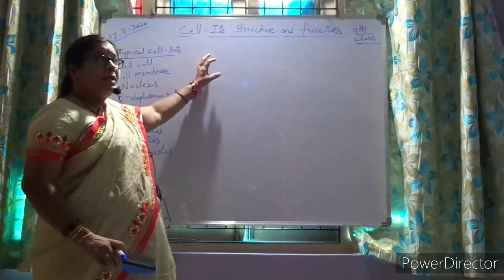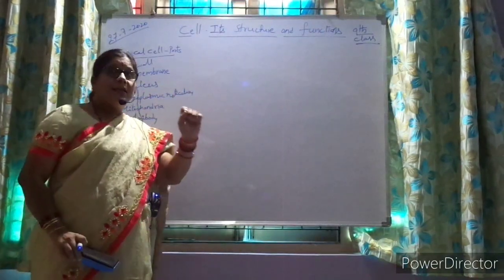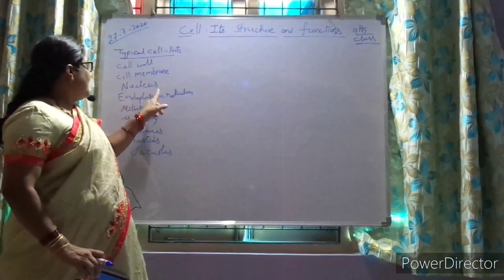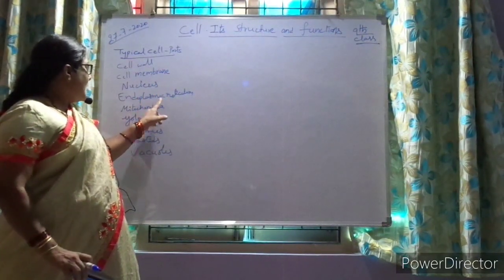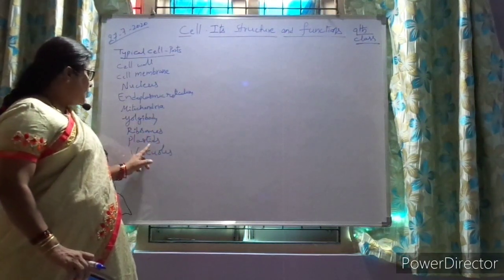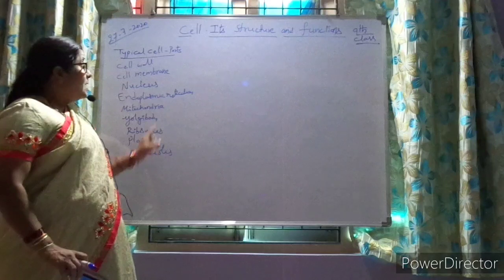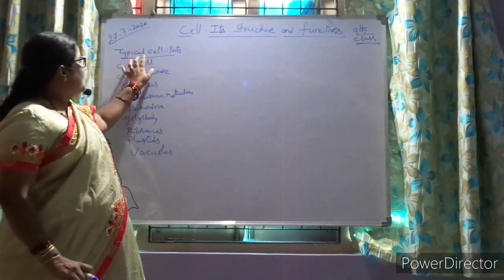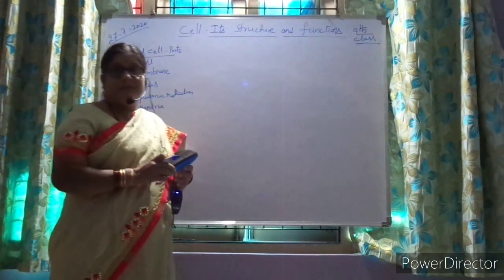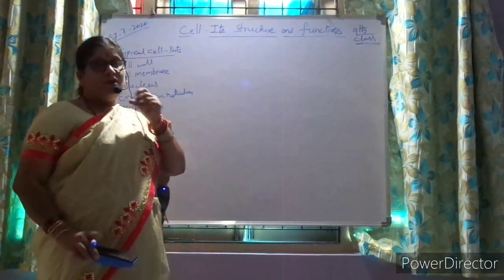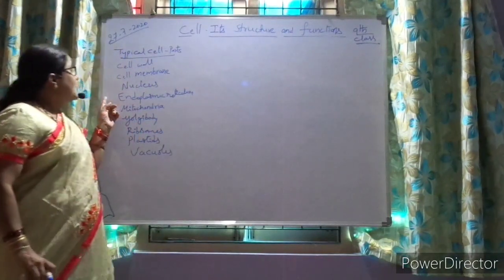Organelles. A typical cell consists of different parts like this: cell wall, cell membrane, nucleus, endoplasmic reticulum, mitochondria, Golgi body, ribosomes, plastids and vacuoles. Children, please note down these parts which are present in the typical cell. Two minutes will be given. Please take a note of the different parts of the cell.